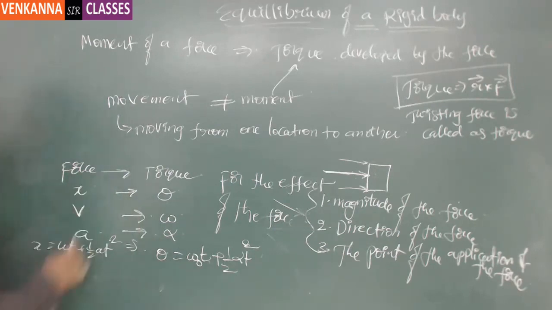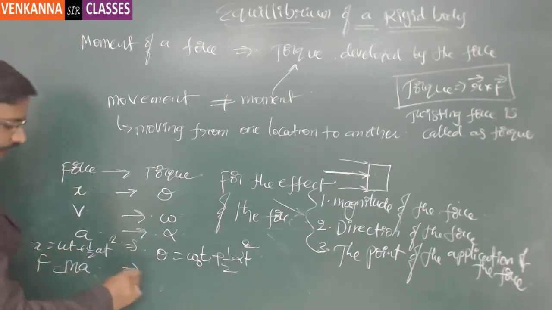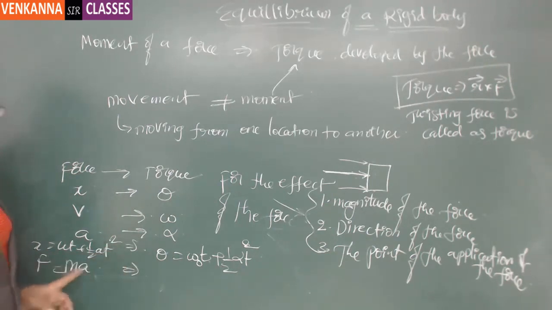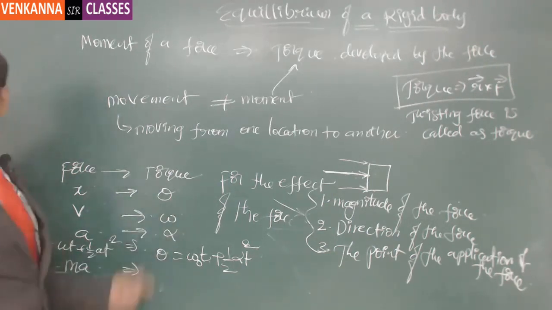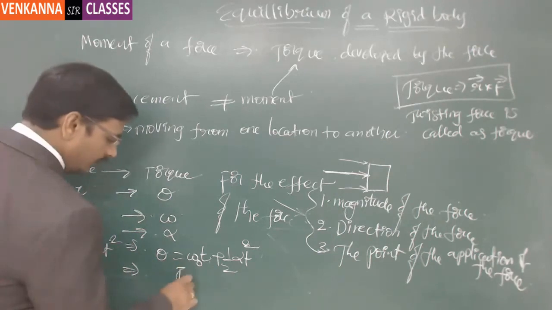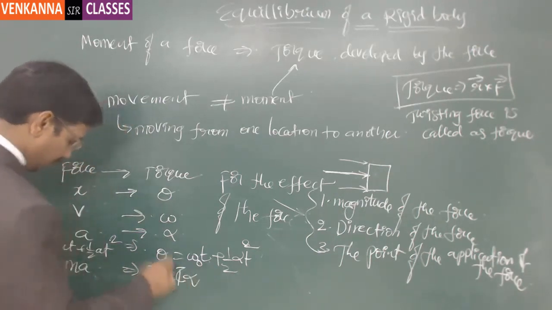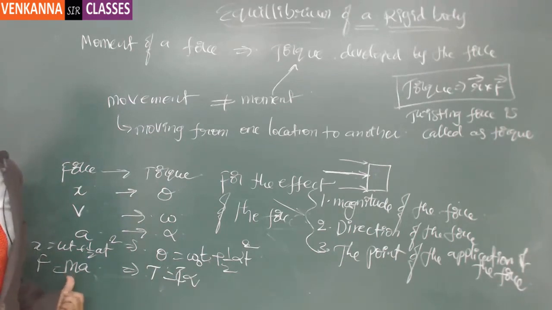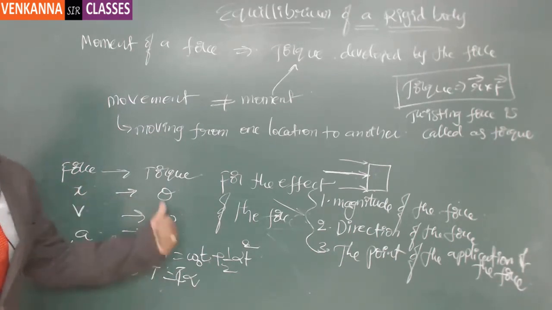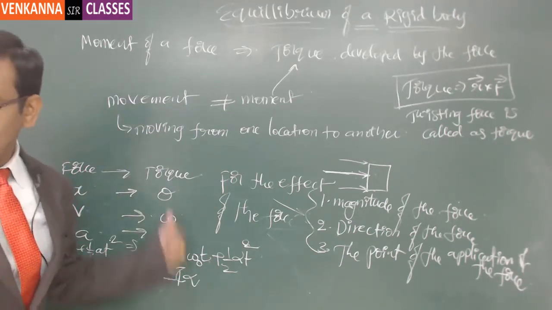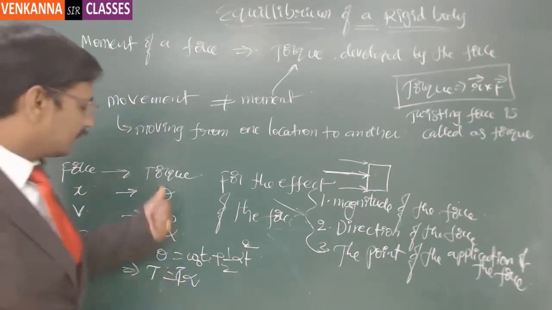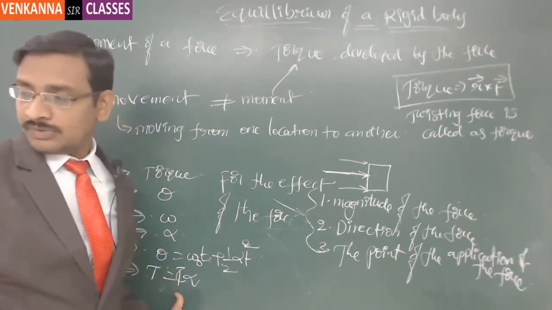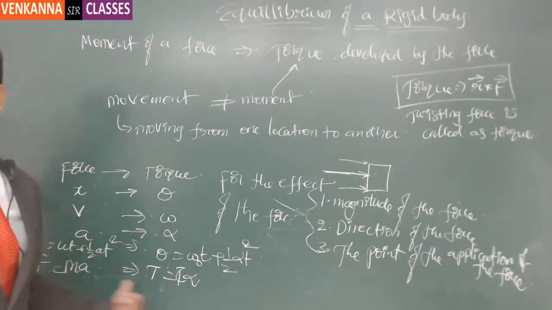Now we have F is equal to ma. For the mass there is an equivalent term called moment of inertia here. So I into alpha, this is the torque. F equal to ma, I into alpha. The analogous quantity for mass in case of linear motion is exactly the moment of inertia in case of circular movement. Got it? So these are the analogous quantities.